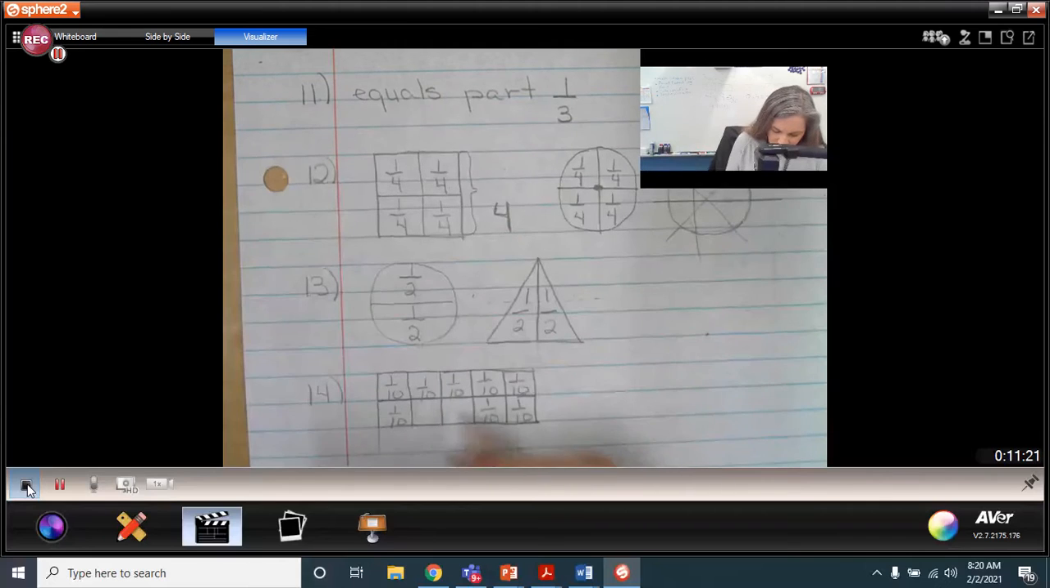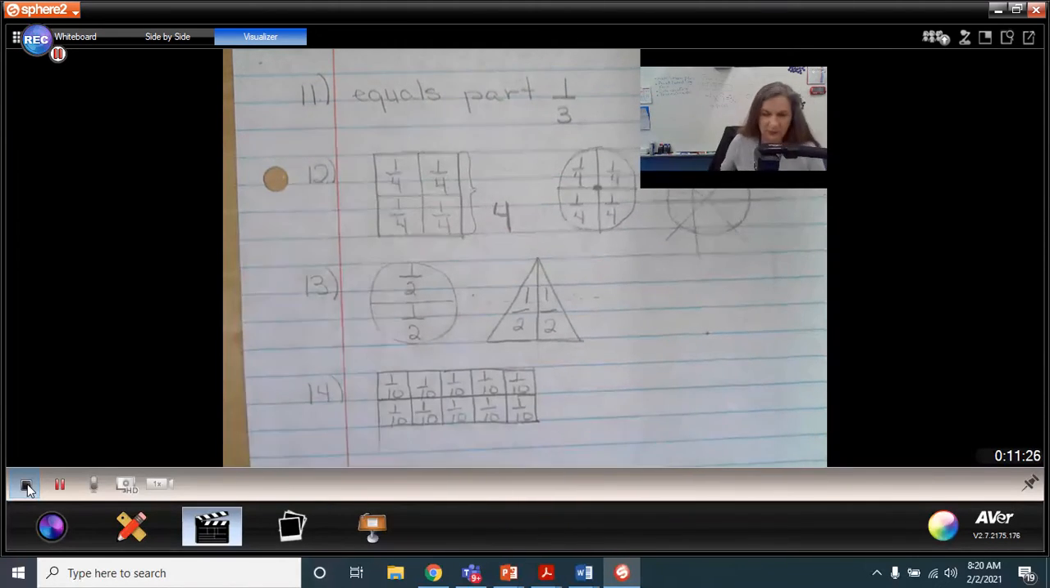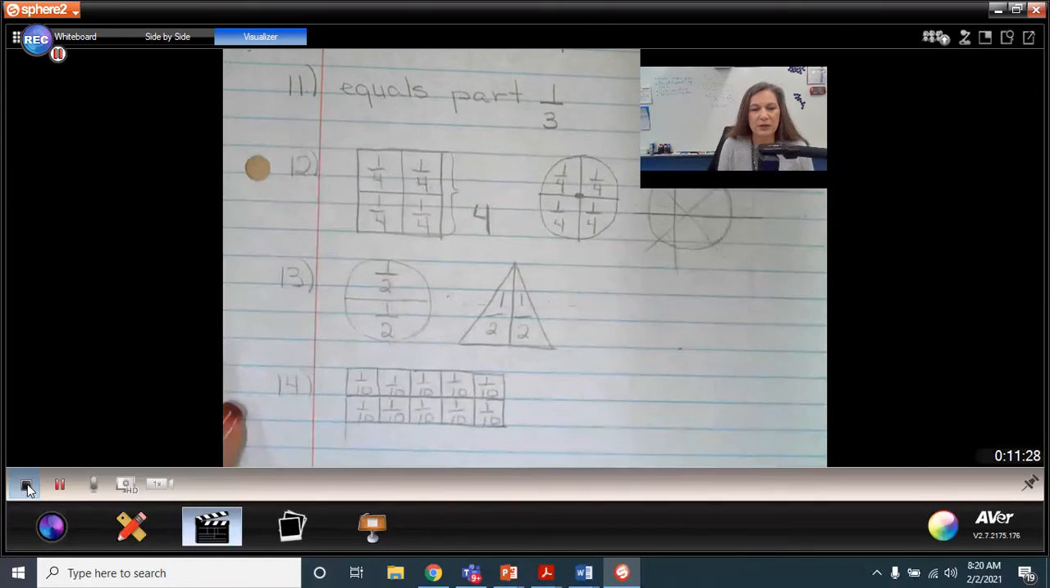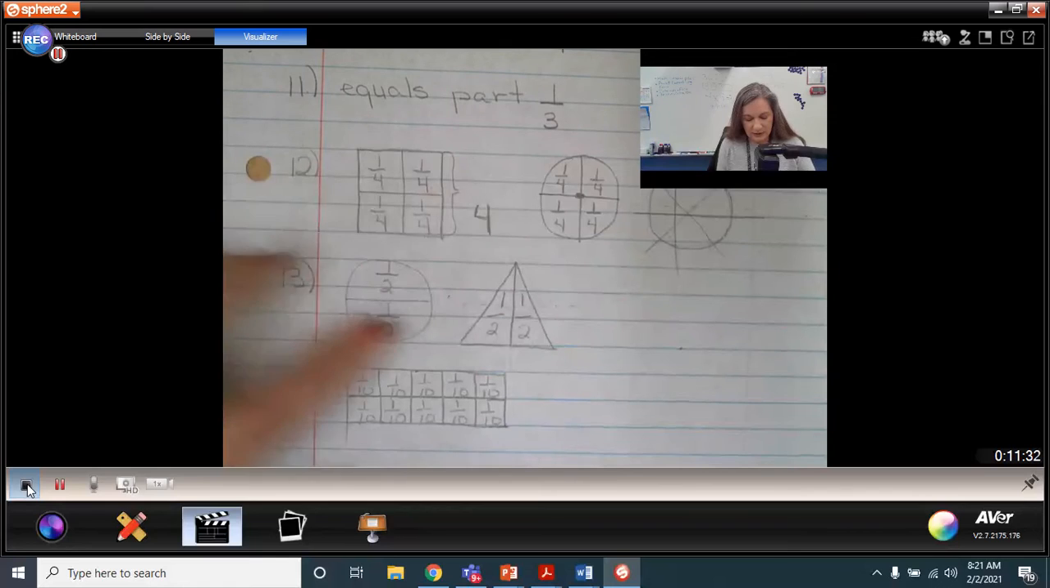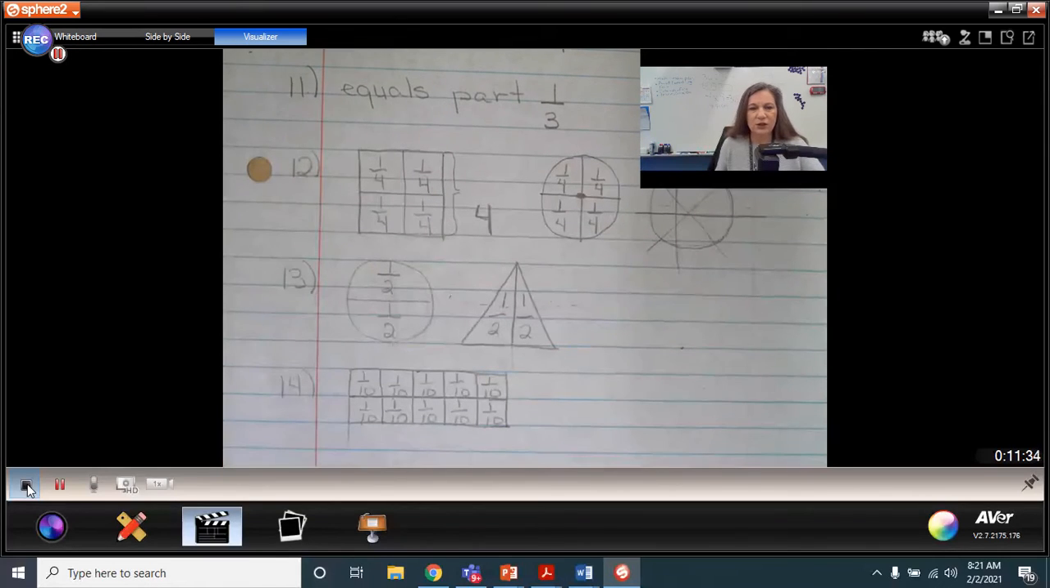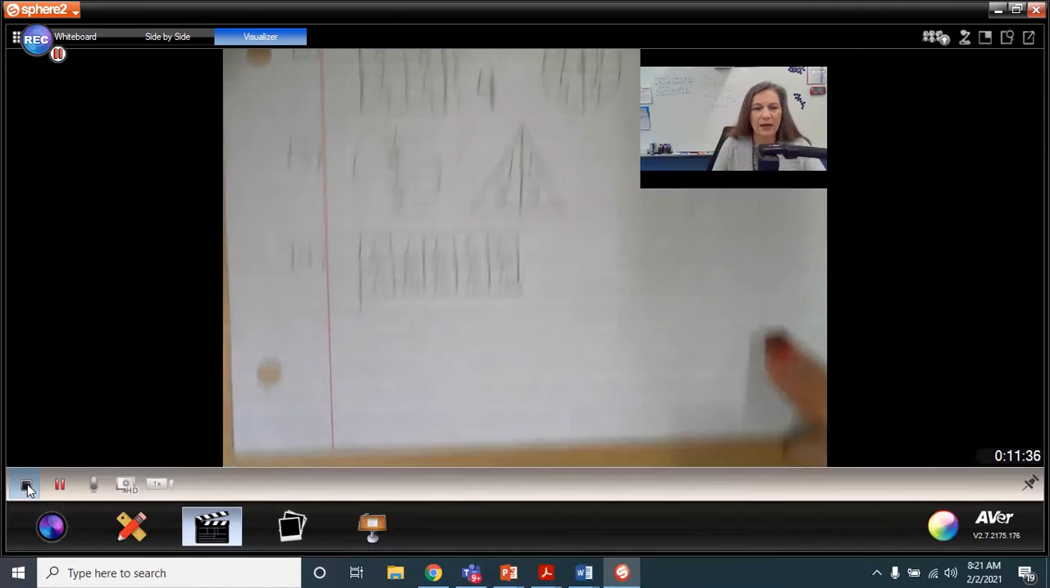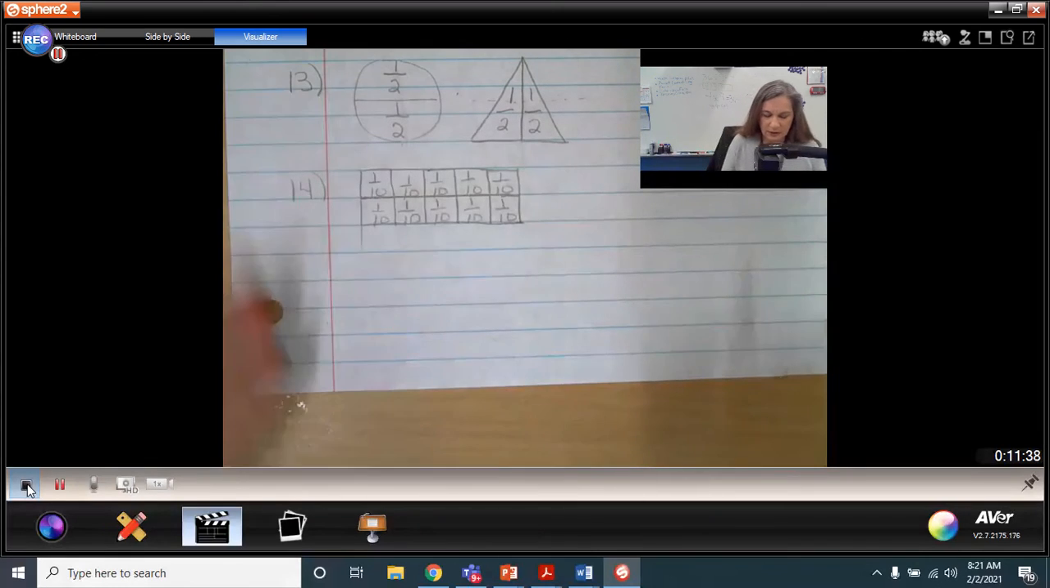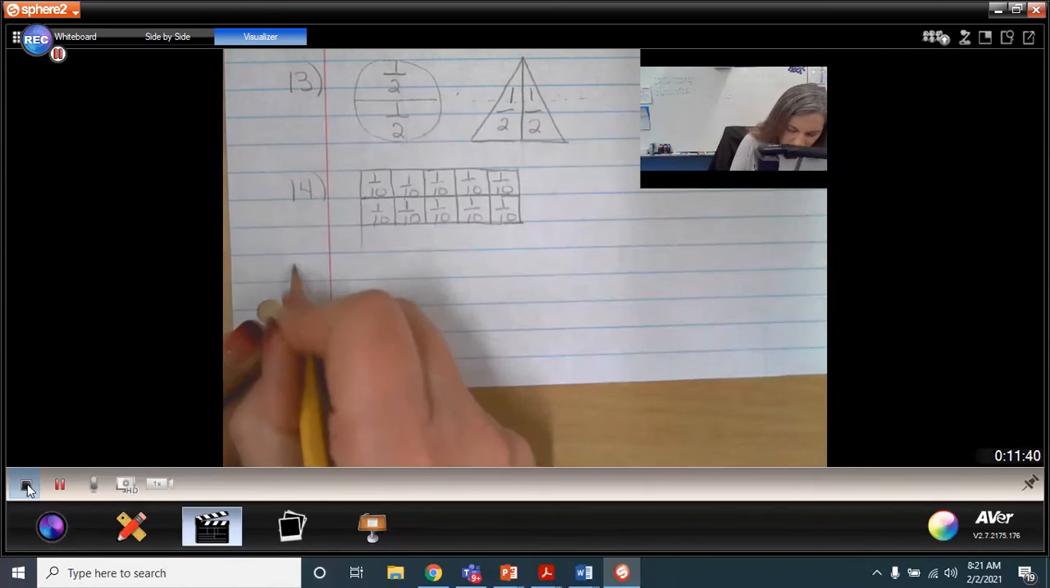Or whatever you've drawn, you need to go back and label or name each one of these pieces by its fraction. So don't leave the labeling of the fractions out. Make sure that you have that also. Okay, let's look at number 15.